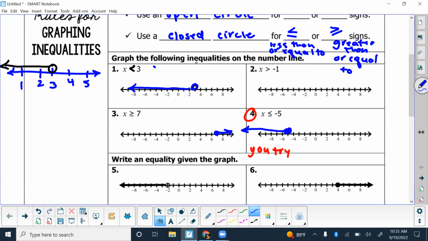Would 7 be a solution to number 3? Is 7 greater than or equal to 7? Yes, it's equal to. And that's what this is saying. It has to be greater than or equal to. And since it's equal to, it is a solution. Questions on that?